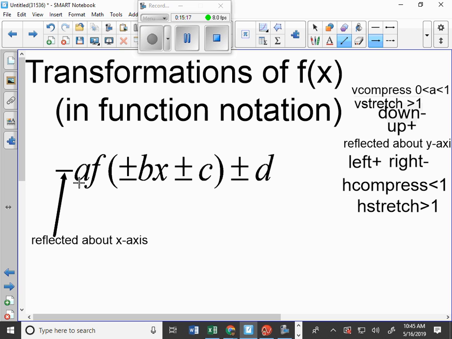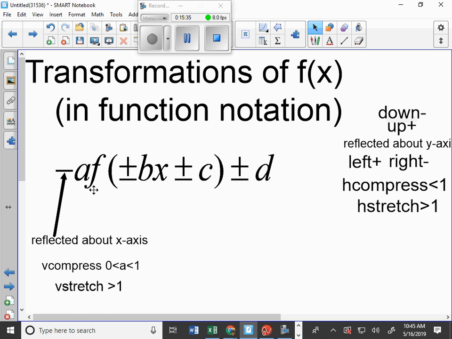The A is our vertical compression. If A is between 0 and 1, then we have a compression, the graph gets wider. And if A is bigger than 1, then we get a stretch. So A controls these two. I really think one arrow would have sufficed.